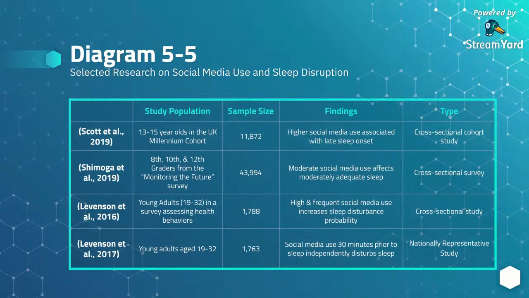Okay, and the final study we'll be discussing is this one, published a year later, with the same lead author. So young adults aged 19 to 32, similar, but slightly fewer, 1,763, were analyzed in this study. The authors found that social media use 30 minutes prior to sleep independently disturbs sleep. That is, there are no other variables which might change the association. In this nationally representative study, social media use 30 minutes before bed negatively impacted sleep. So based on this evidence, social media use can disrupt sleep.